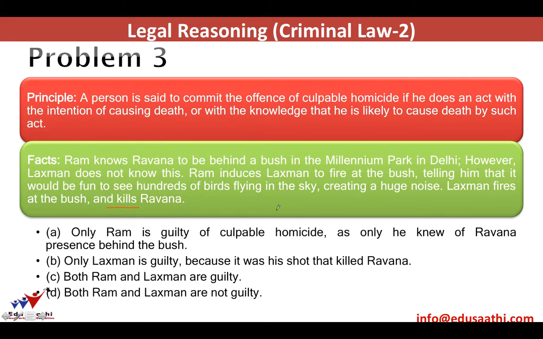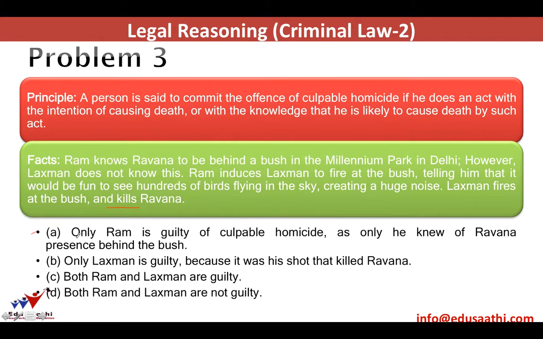So let's decide who would be held liable for what crime, that is, whether that person would be held liable for culpable homicide or murder. In this case, the principle of culpable homicide is given, so this means we have to decide whether the person is liable for culpable homicide or not. A. Only Ram is guilty of culpable homicide, as only he knew Ravana's presence behind the bush. So this can be an answer, because Lakshman did not know that there's a person sitting behind the bush. So Ram is the person who would be held liable, if anybody has to be held liable for culpable homicide.